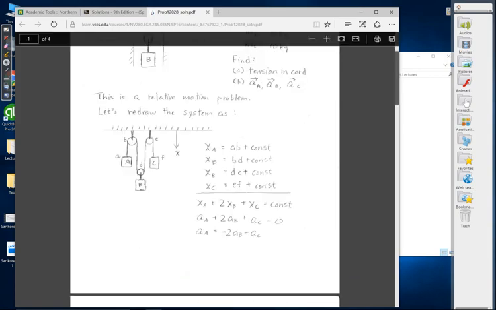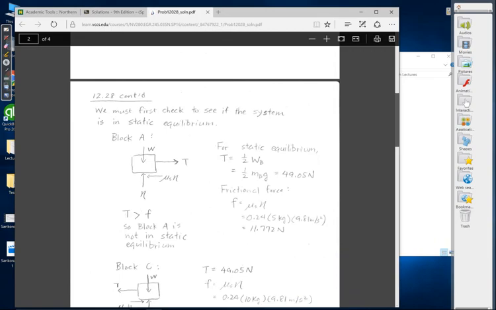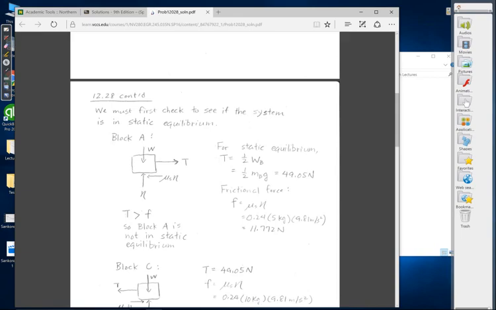So let's see what this looks like for block A. All right? And I'll talk a little bit about this whole idea with static equilibrium in a few seconds. Okay, but first of all, look at the free body diagram.